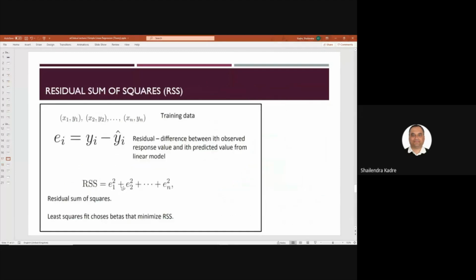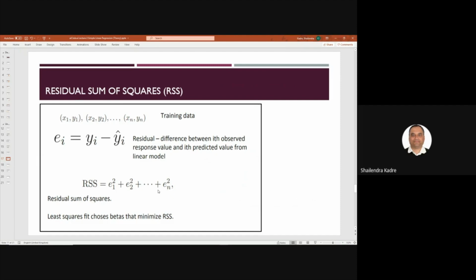you have error terms like E1, E2, E3 up to En. E1 means for point 1, what is the error? E2 means for point 2, what is the error? En means for point n, what is the error? You will be given n points in the historical data to find out your model. So for the first point, E1 is the error. For the second point, E2 is the error, and for the nth point, En is the error.